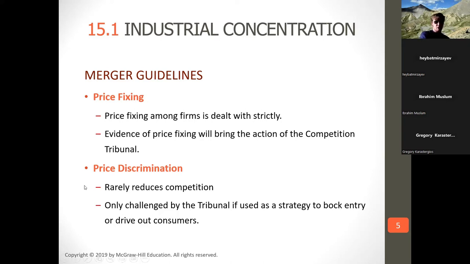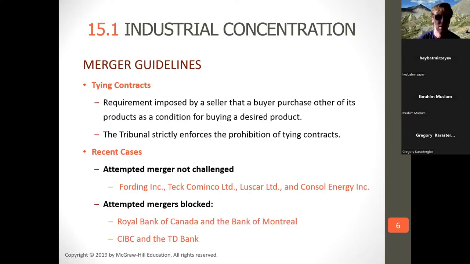And then price discrimination is when you set the price to what each consumer is willing to pay. You do that for each consumer, and you can figure that out by using consumer data to determine how much they value something. And tying contracts are when the buyer is forced to purchase other products in order to buy a certain product. So this is illegal. Tying contracts are illegal.